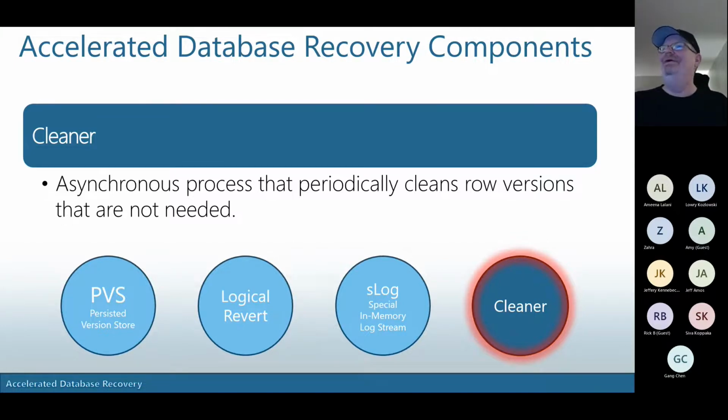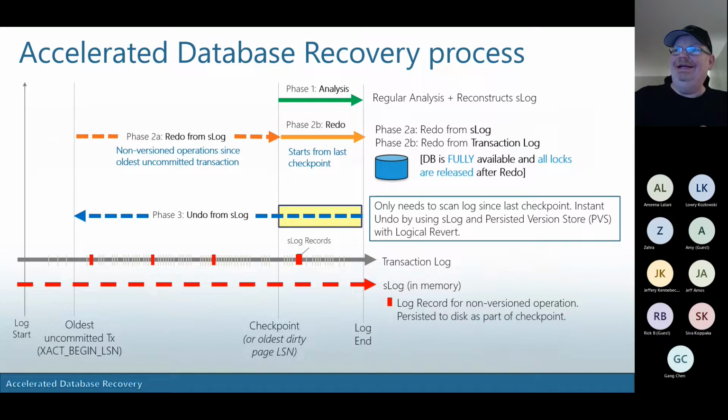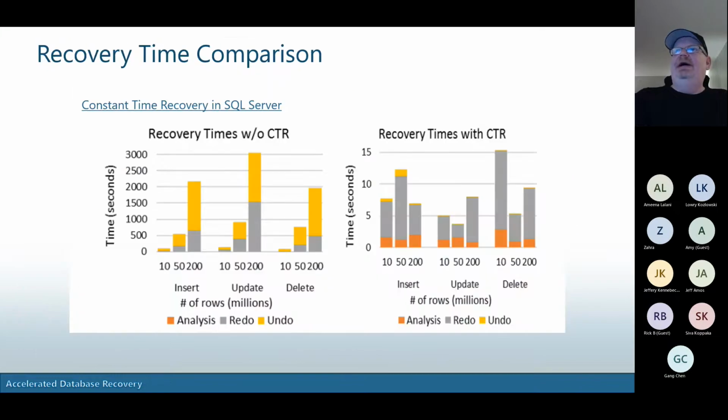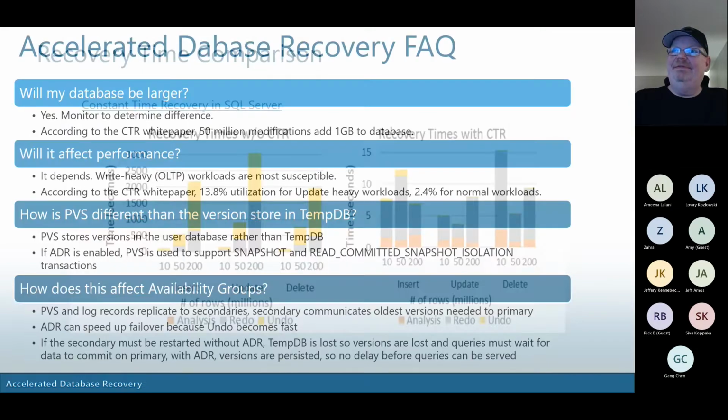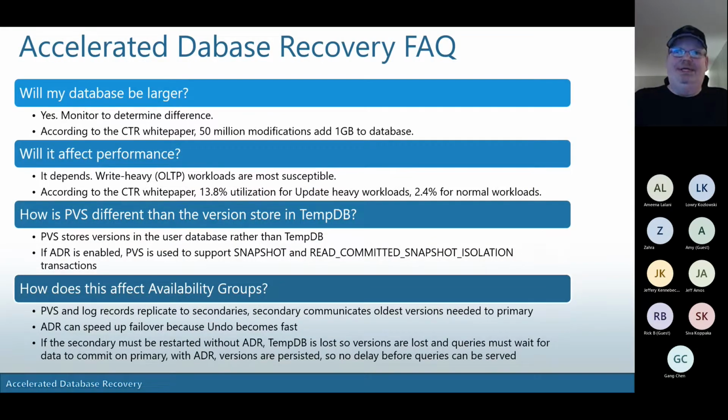Okay, so recovery components. Those are the 4 core components of ADR. Now let's see how they work together. We've got this slide. We'll walk through the new process. I'll point to the white paper if you want a deeper dive, and then I'll have a slide for frequently asked questions. Will my database be larger? Will it affect performance? How is PBS different from the TempDB, and how does it affect it?